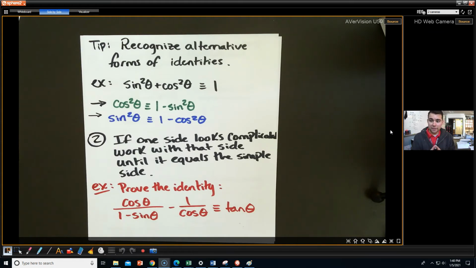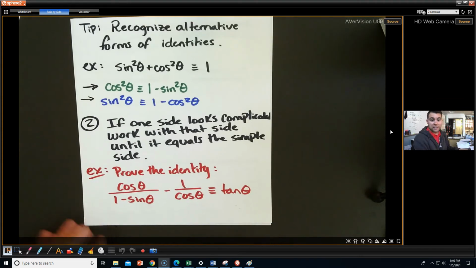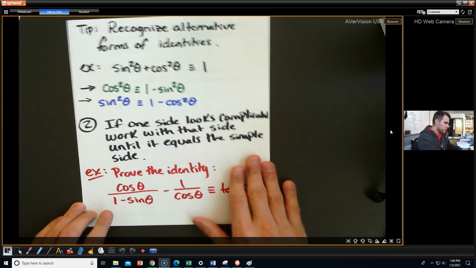Let's talk about the second method. The second method is basically if one side looks way more complicated than the other, just focus on the left-hand side, or whichever side's more complicated, until you can dwindle it down to that simplified side. For example, with this identity, the left-hand side looks way more gross than just tangent of theta. So we're going to work the left-hand side and see if we can rearrange it to get tangent of theta. That's our goal. So let's try to do that.